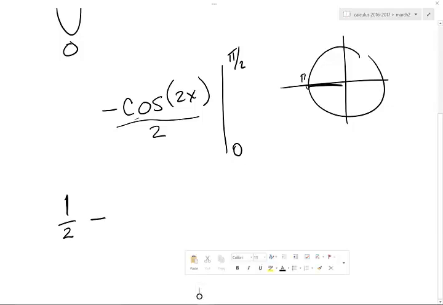Always minus. What is 2 times 0? 0. And what's the cosine of 0? 1. And so it's 1, but it's negative, so it's negative 1 over 2, so the answer should be 1.